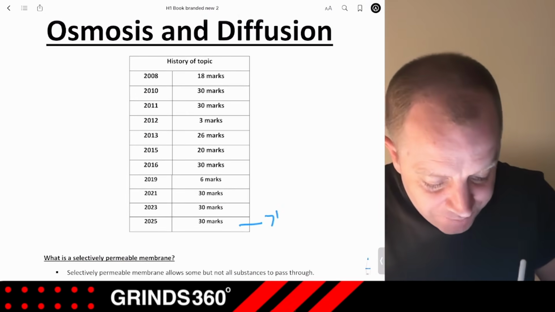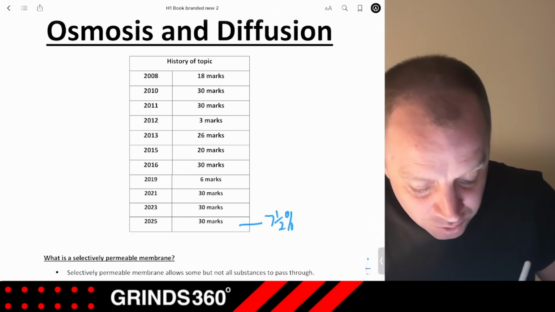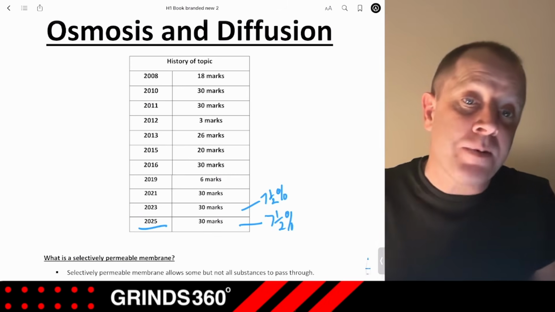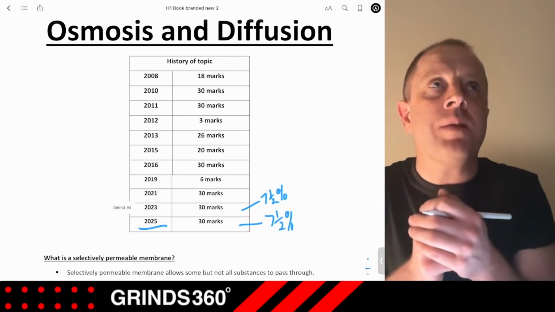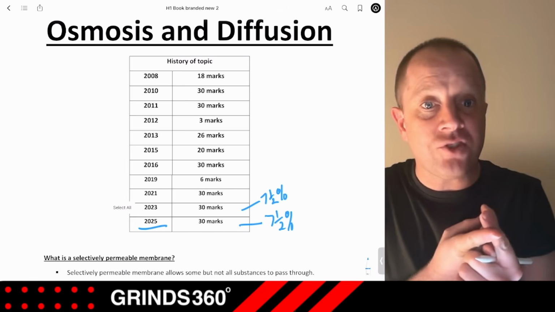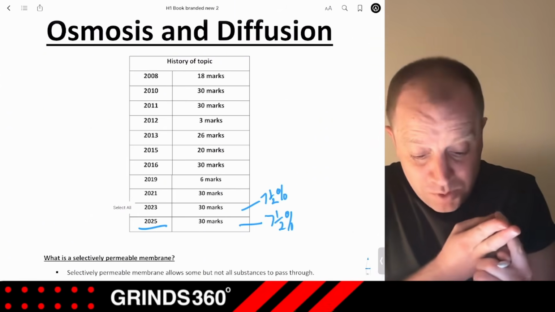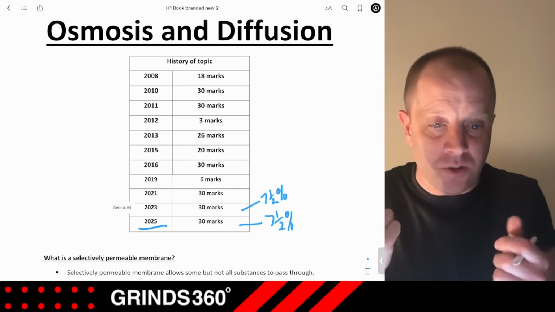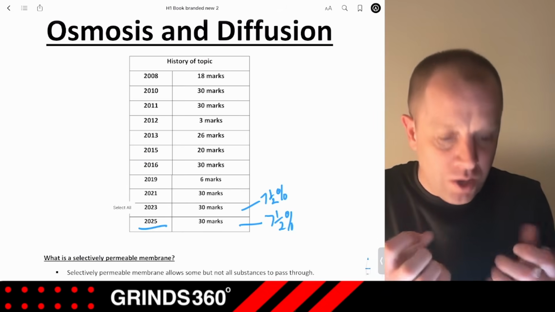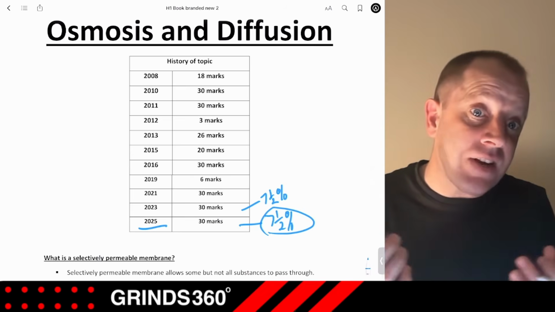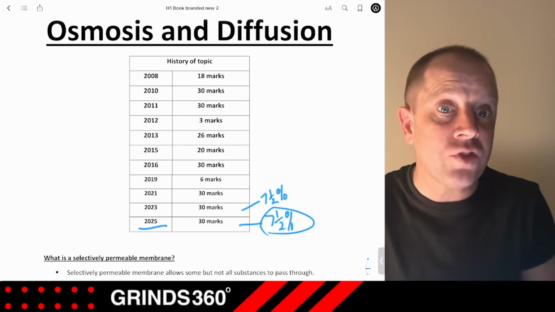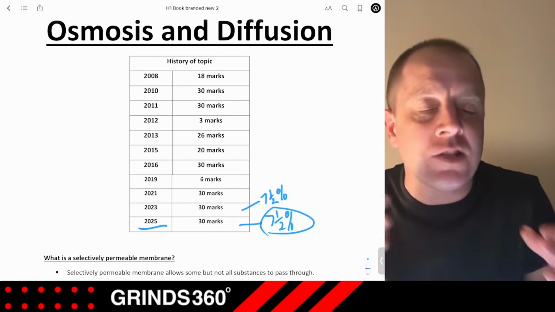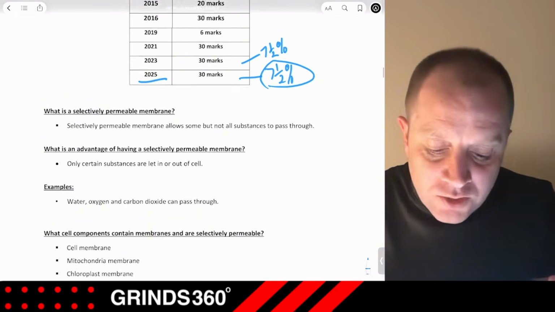All right, this here. Last year, 7.5% of your paper. 2023, 7.5% of your paper. Last year it came up as an experiment. So, let me put it like this. Cell structure came up last year, it was 20 marks. Osmosis diffusion came up last year, it was 30 marks. So, cell structure, the chapter we just did, and osmosis diffusion, the chapter we're doing now, they made up 5 and 7.5. They made up 12.5% of your paper. Those 2 chapters. So my point is, we want to know these easy chapters just as well as we know the more difficult chapters.